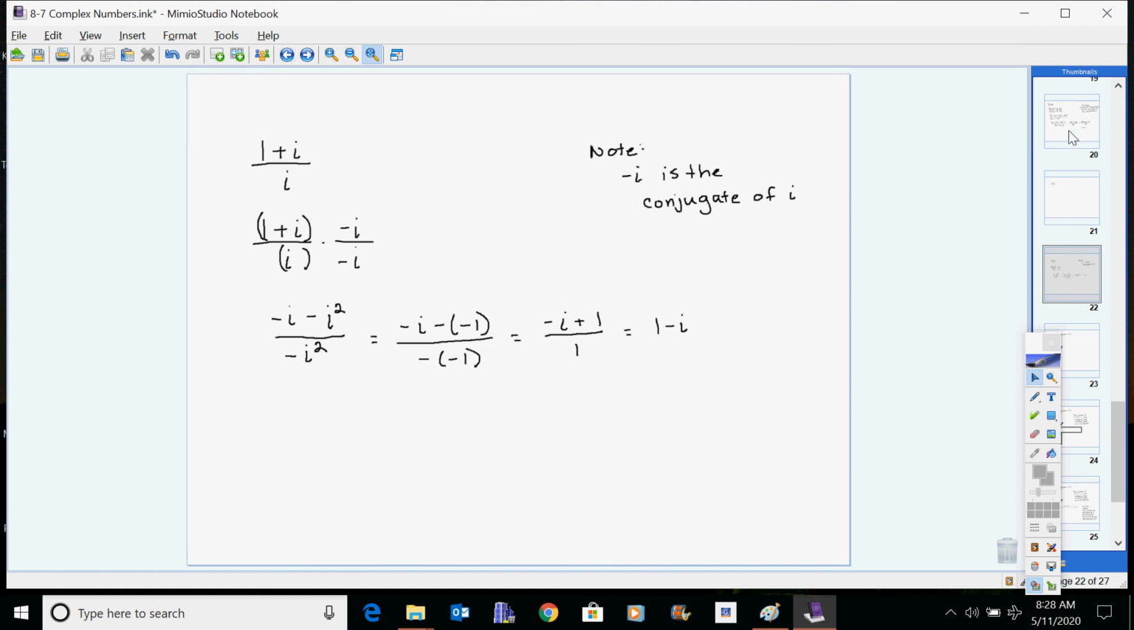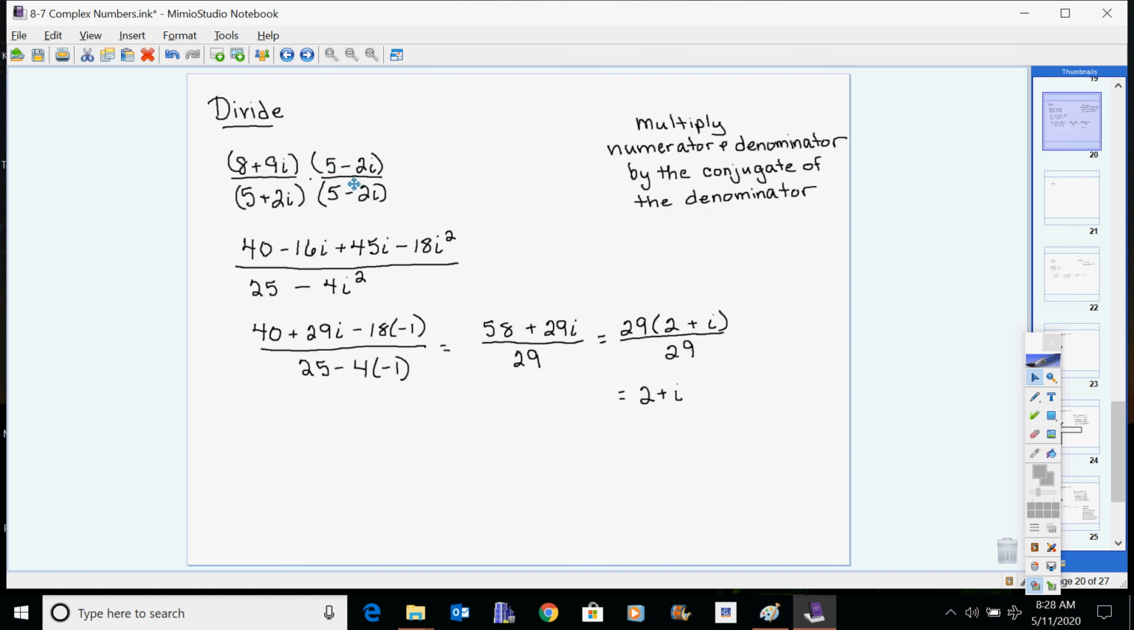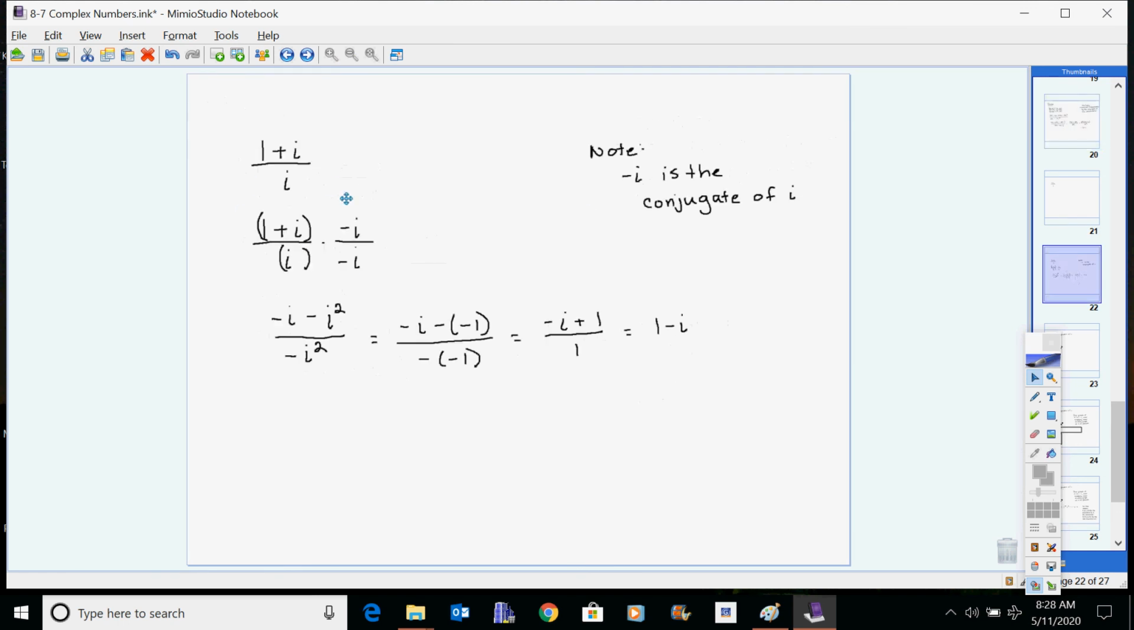Okay, so back to here, you're thinking conjugate of the denominator. And you do that to numerator and denominator. Here, conjugate of the denominator, even though it's a little simpler looking. Okay.